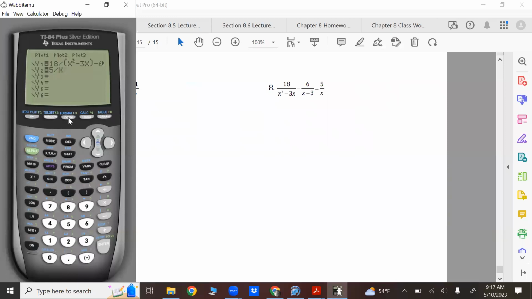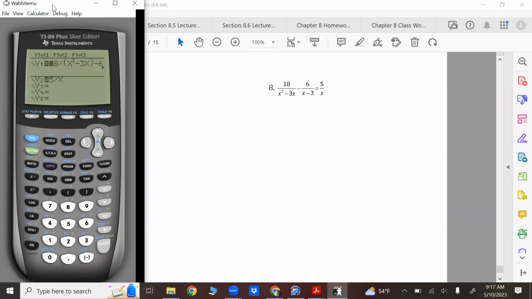When I graph it, I usually like to go to Zoom and option 6. It's a nice window. So here's the first graph. It's a rational function, right? Second graph is coming. Do those graphs touch? No. Hence, no solution, right? That's how you get validation that you've done this correctly. Let's do it for number 7.